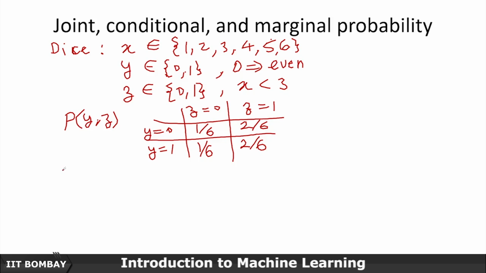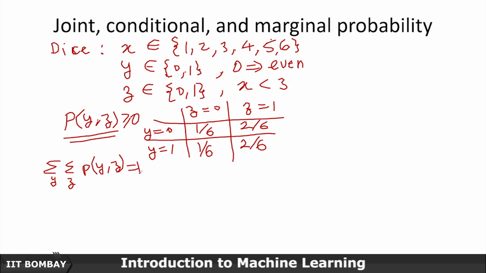So here, by definition, this distribution will have all entries that will be greater than or equal to 0. So, this will always be greater than or equal to 0. Additionally, if I sum it over all values of y, all values of z, then P(y,z) will sum up to 1.